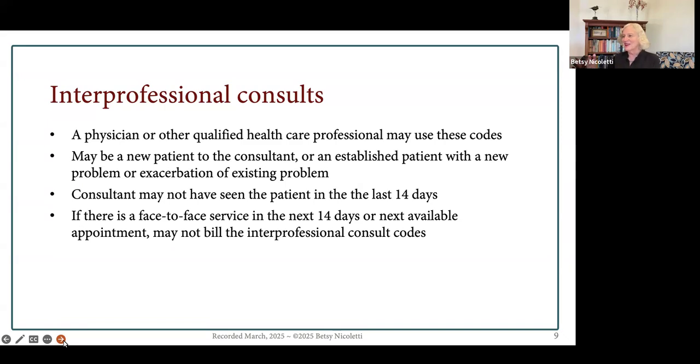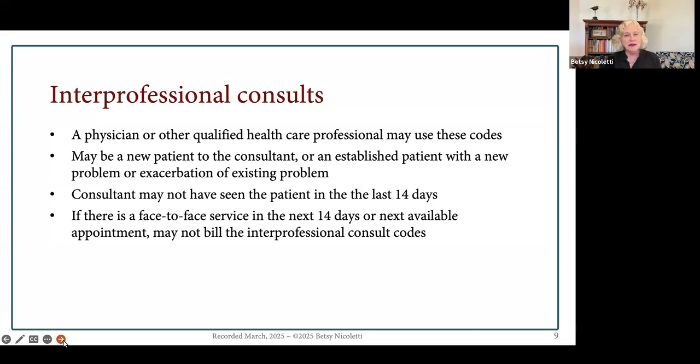They can go see the patient, do a face-to-face service with the patient, but they can't perform an interprofessional consult because they saw the patient 7 days ago. Or maybe the neurologist says, listen, I need to see this patient. I either need to see this patient today and I'll come in and see the patient, or have them come into my office in the next 2 or 3 days if they had availability, or the next available appointment.